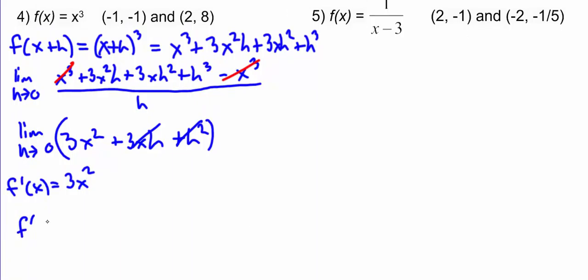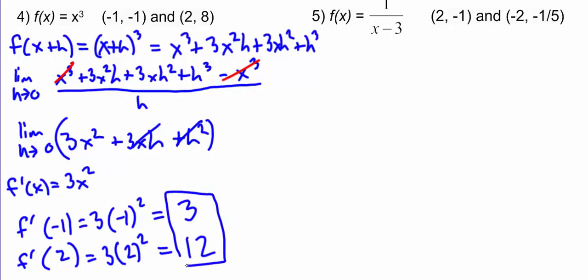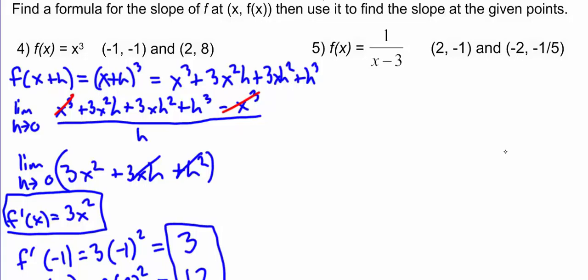So f prime of -1 would be 3 times -1 squared. So the slope there is 3 times 1, or just simply 3. And we could do the same thing with the derivative of f evaluated at 2 would be 3 times 2 squared. So that's 3 times 4, which is 12. All right, so these are our slopes. This is our derivative. Pretty cool stuff. It is, I promise. You'll see. Just give it some time. It'll start to soak in how powerful this is.